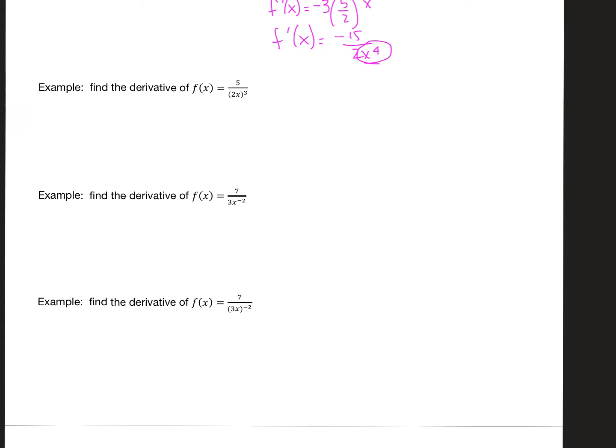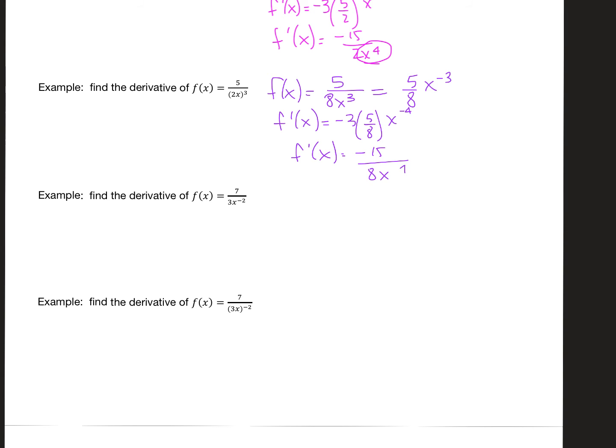All right, so for this next one, I am going to simplify this denominator just a little bit. So let me rewrite it. So I've got f of x equals 5/8 x to the 3rd, or in other words, 5/8 x to the -3. Now, when I go to take the derivative, I'll have -3 times 5/8 times x to the -4th, and simplifying and cleaning that up a little bit, I get -15/8 x to the 4th.